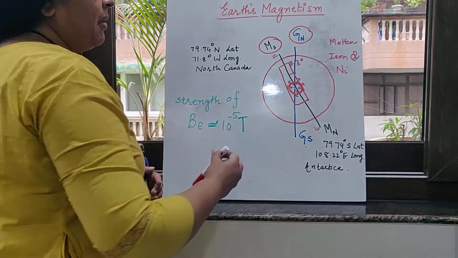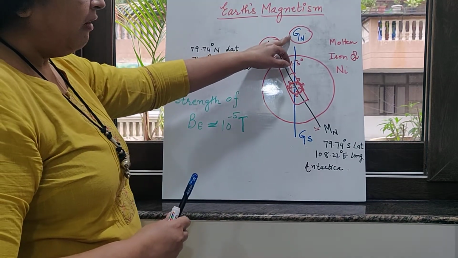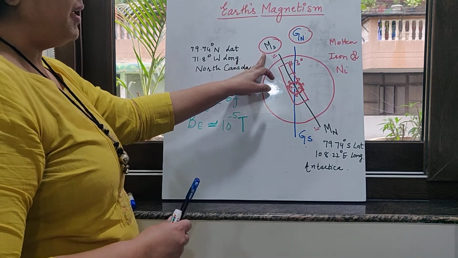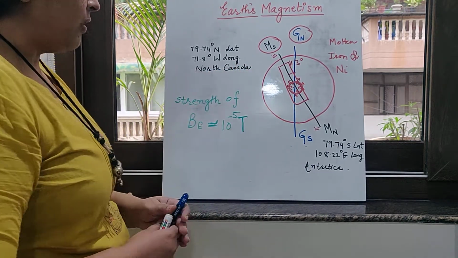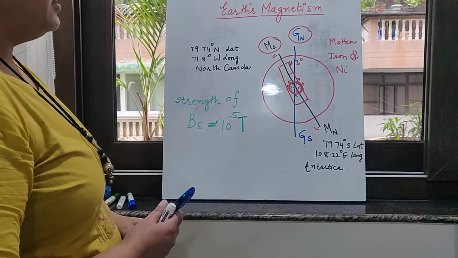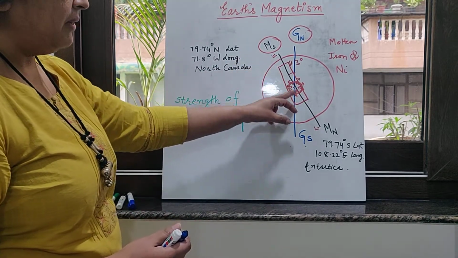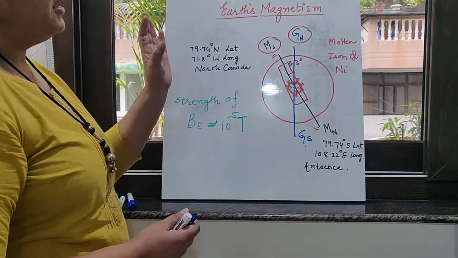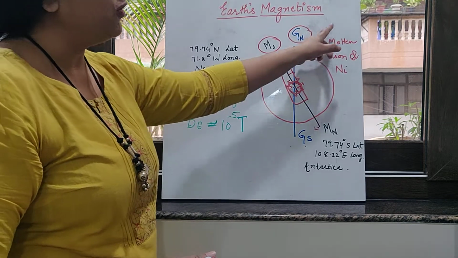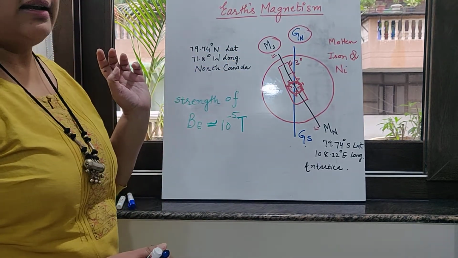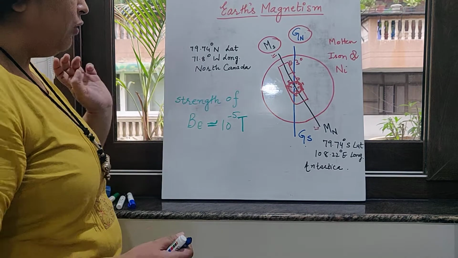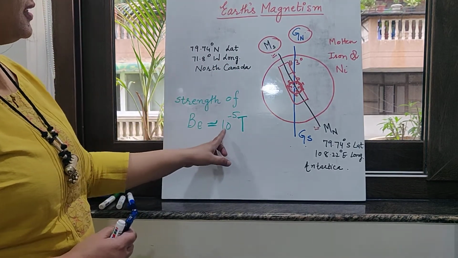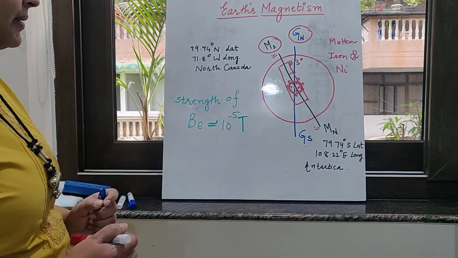Therefore always remember that if here we have geographic north and here we have geographic south, then here we will have magnetic south and here we will have magnetic north. So this is how we represent the Earth's magnet, which we say lies inside it. But the reason why it is there is because of the presence of the molten iron and nickel, which keep on flowing inside the core. And the strength of the magnetic field of the Earth is approximately 10 to the power minus 5 Teslas.